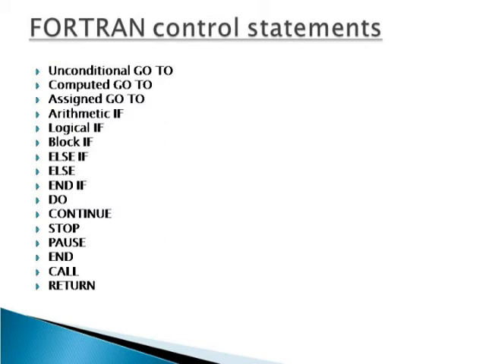Now we move on to FORTRAN control statements. There are a number of control statements in FORTRAN. Unconditional goto, computed goto, assigned goto, arithmetic if, logical if, block if, else, end if, do, continue, stop, pause, end, call and return are those statements.